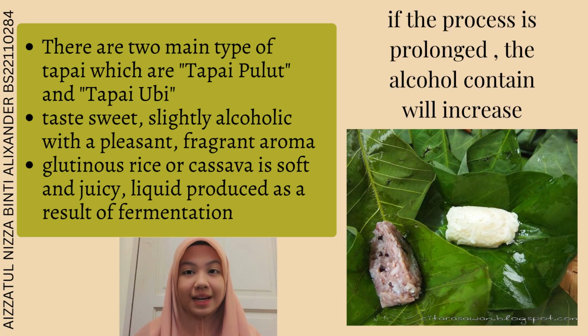Tapai is a popular Malaysian delicacy normally consumed as a dessert. There are two main types of tapai, which are tapai pulut and tapai ubi. Tapai is sweet yet slightly alcoholic with a pleasant, fragrant aroma. The glutinous rice or cassava is soft and juicy, and there is also some liquid produced as a result of fermentation. The liquid form contains a very low alcohol level after a few days. However, if the process is prolonged, the alcohol content will increase.